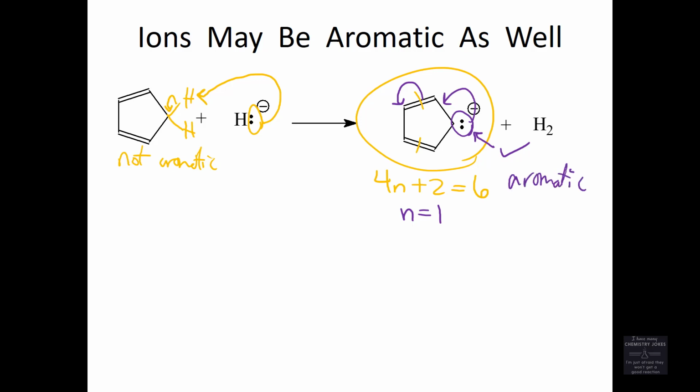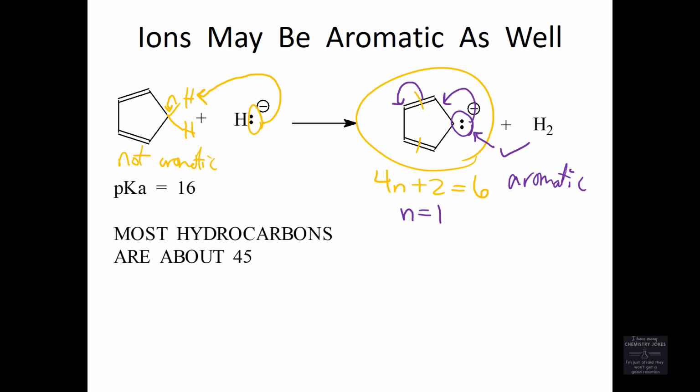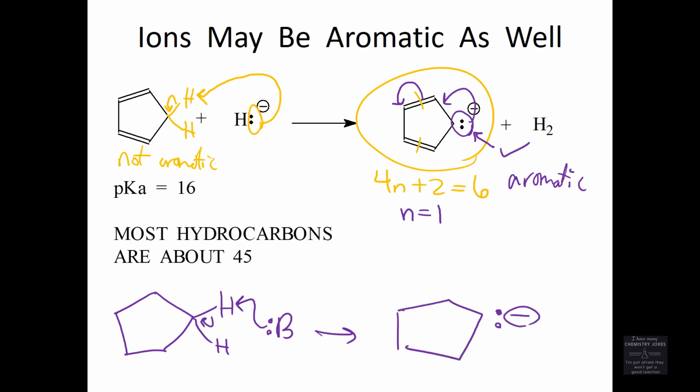What that means, in this example, is that it has an impact on the pKa of cyclopentadiene. Normal cyclopentane, if you had some sort of base, and I'm not even going to draw H minus because H minus can't deprotonate it, that would make this conjugate base. Most hydrocarbons have a pKa about 45. This guy specifically has a pKa probably around 60. So that aromaticity makes a big deal as far as the stability of the product that's created.